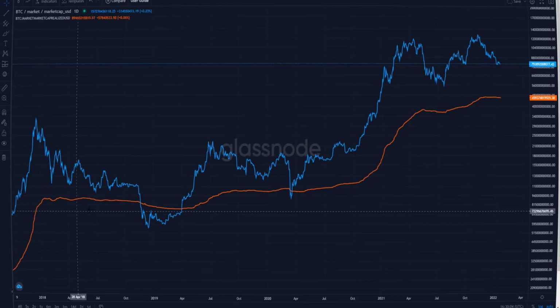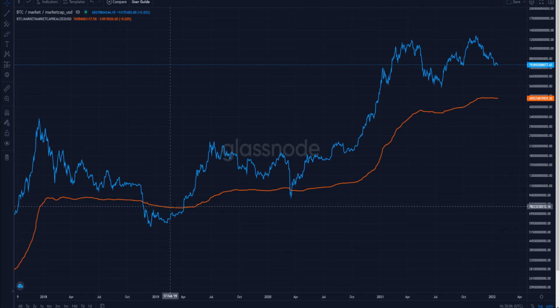Okay, guys, so let's talk about what realized cap and realized price are. The orange line represents the realized cap. The blue line represents the actual market cap. Now recall, market cap is simply the current price times the total number of coins. So we know Bitcoin right now is around $43,000. There are 19 million coins. That gives us our current market cap, which is around 800 billion.